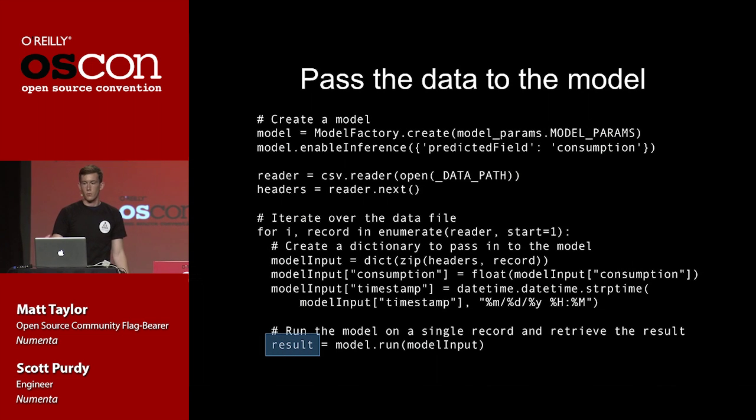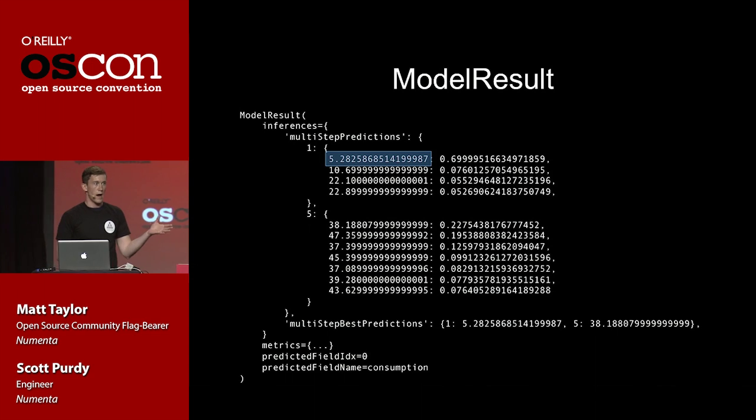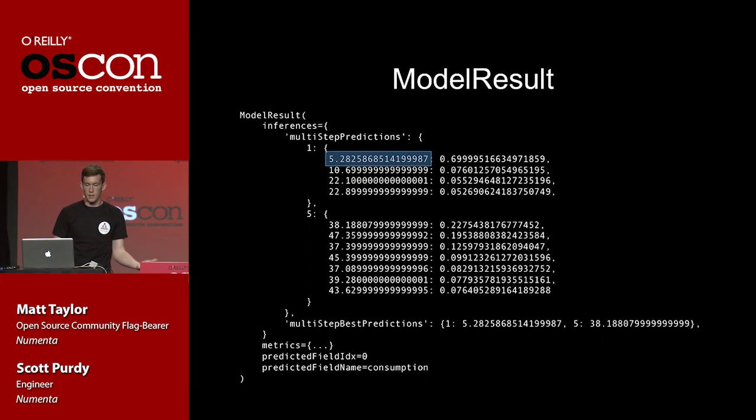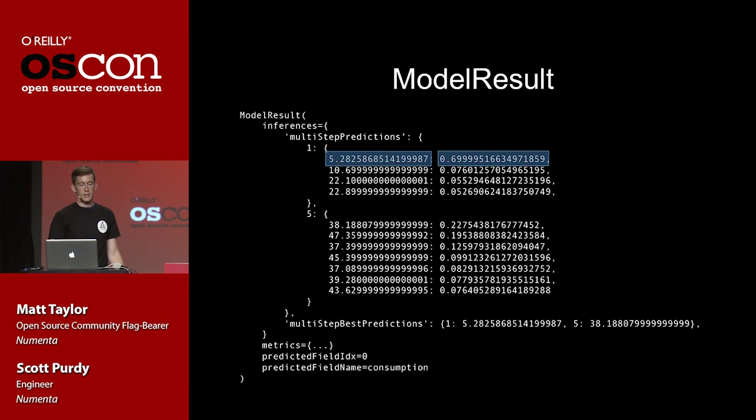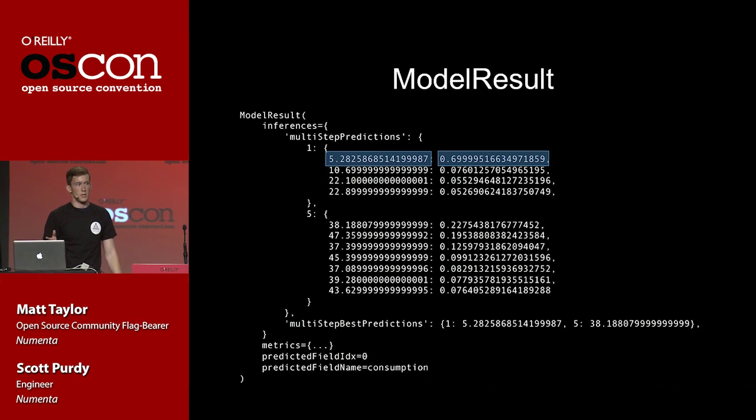So what does the result look like? This is an instance of a model result. And the most important thing in this, when you're doing a prediction problem, is the predictions that you get out of it. So here you can see that it's predicting a value of about 5 for the energy consumption, and it's giving it about a 70% probability of occurring. And this is in the 1-step section. So this is saying 1 step ahead, it's predicting the value of about 5 with about 70% likelihood.